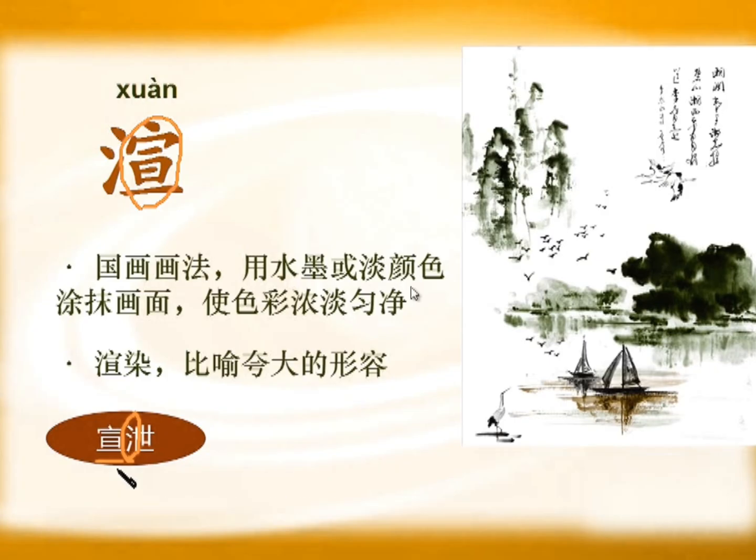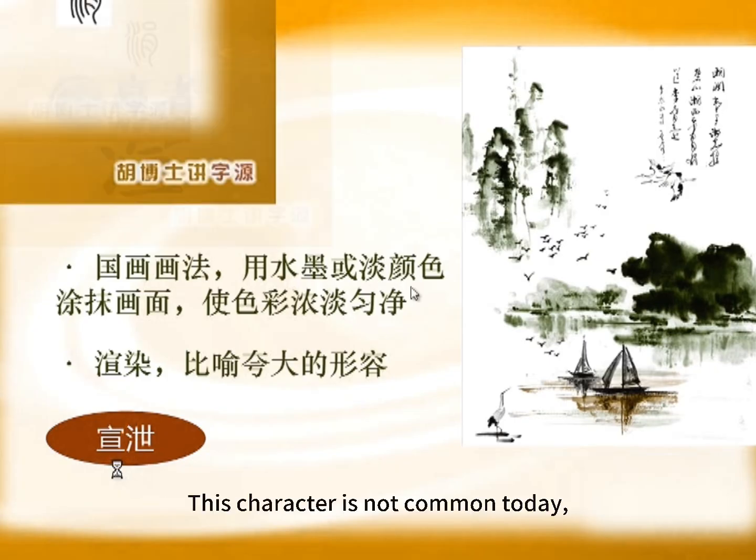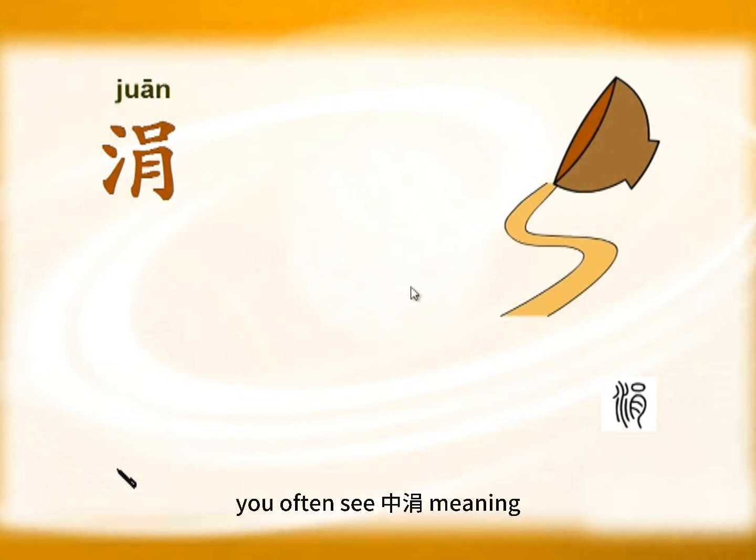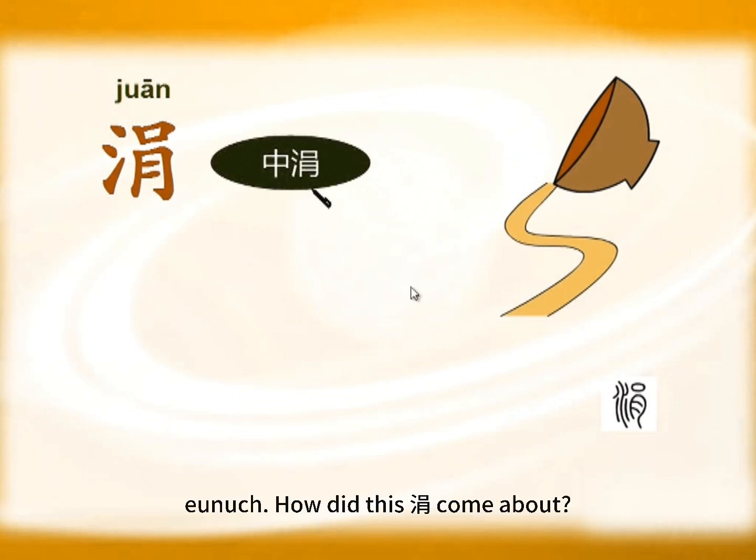Now let's talk about the character 涓, a tiny flow. This character is not common today, but when reading Romance of the Three Kingdoms, you often see 中涓 meaning eunuch. How did this 涓 come about? Why could eunuchs be called 中涓?